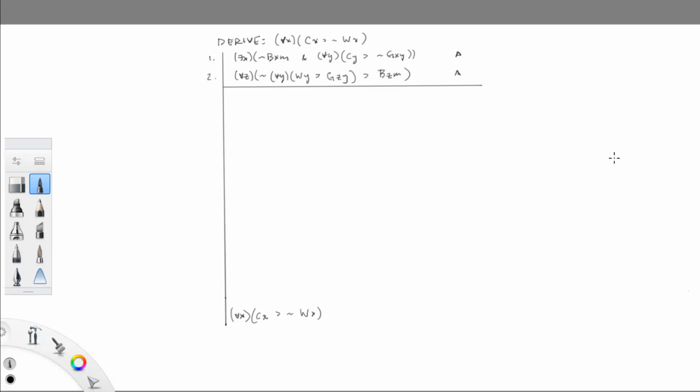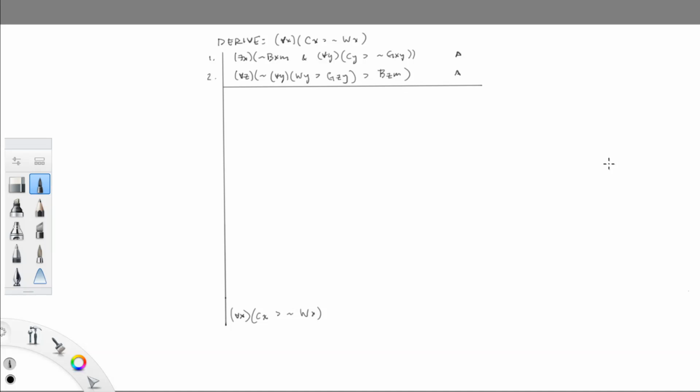The two primary assumptions start with an existential generalization: there's an x, tilde Bxm, and for all y, if Cy, then not Gxy. The second primary assumption is for all z, tilde for all y, if Wy, then Gzy, then Bzm. And the statement that we're going to derive is the universal generalization for all x, if Cx, then not Wx.